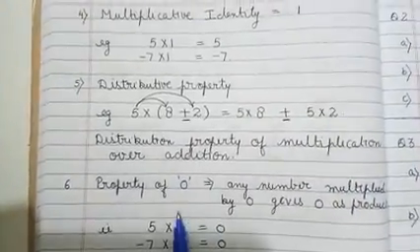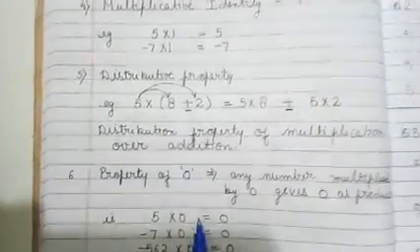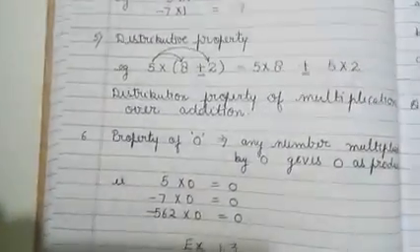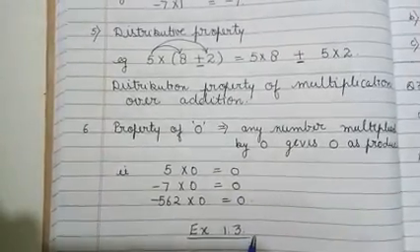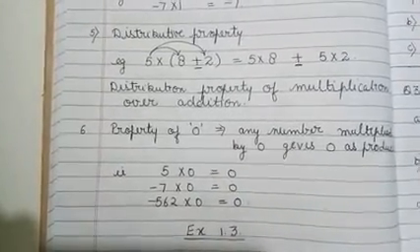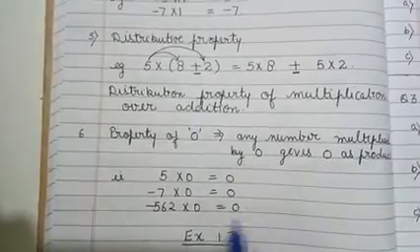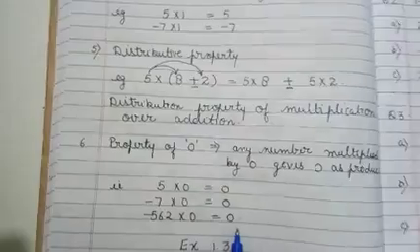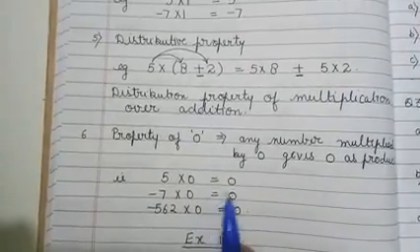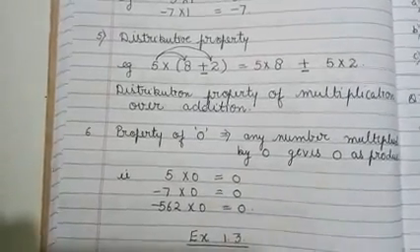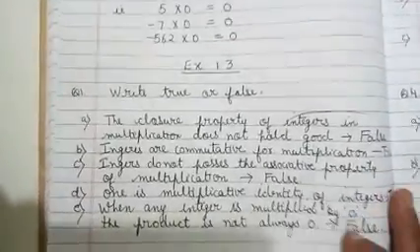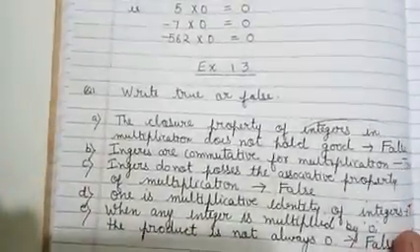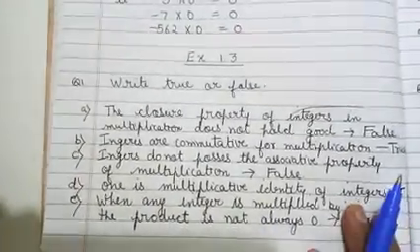Now what is the property of 0 in case of multiplication? When you multiply any number by 0, what will you get? 0 always. Either the number is positive, negative, small, big, very small, it becomes 0. So the property of 0 is that it makes the product 0. Now let us start the exercise. The first question is of true and false. You have to state whether the statement is true or false.